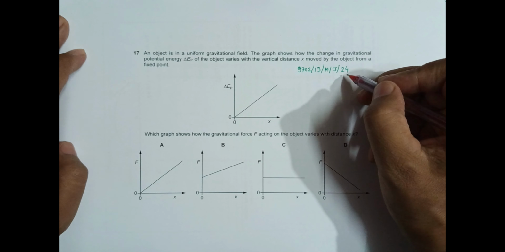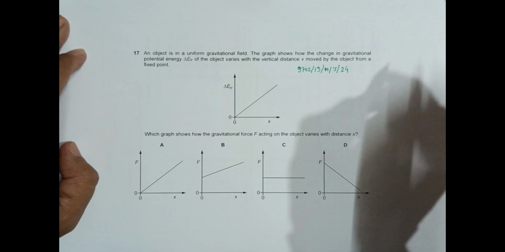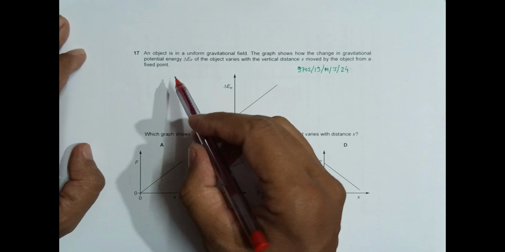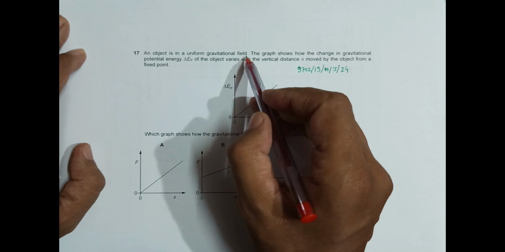Hello folks, this is your 2024 May June paper 1-3 and the question number is 17. It is concerned with the chapter work, energy and power. It says an object is in a uniform gravitational field.